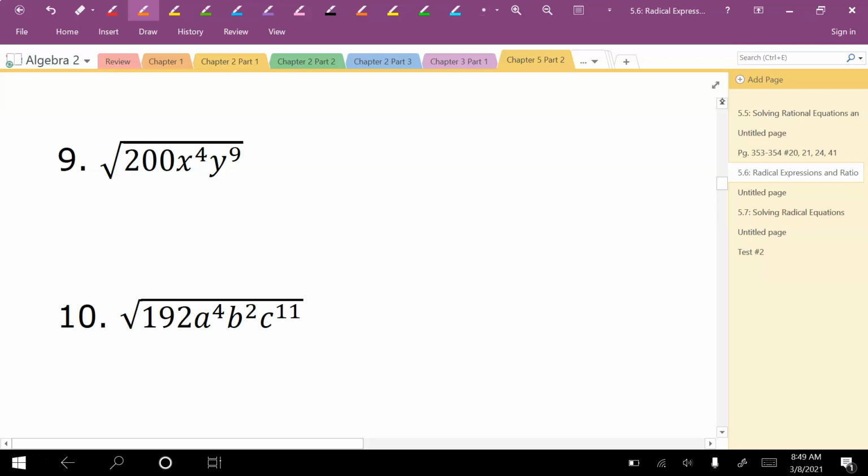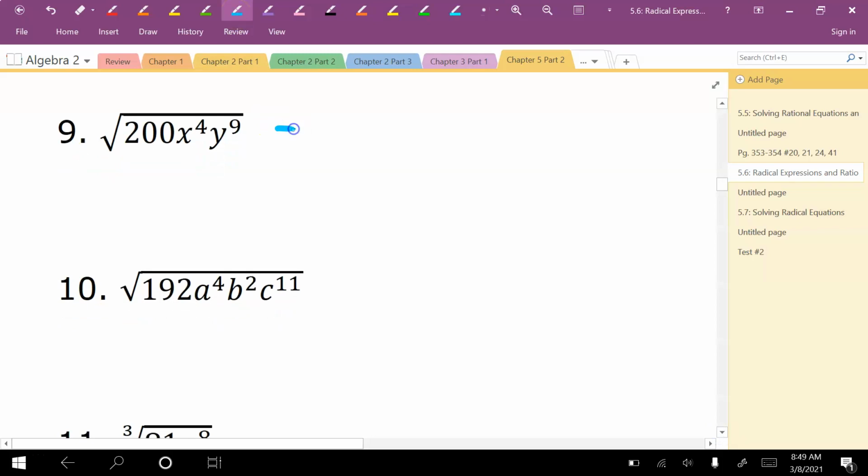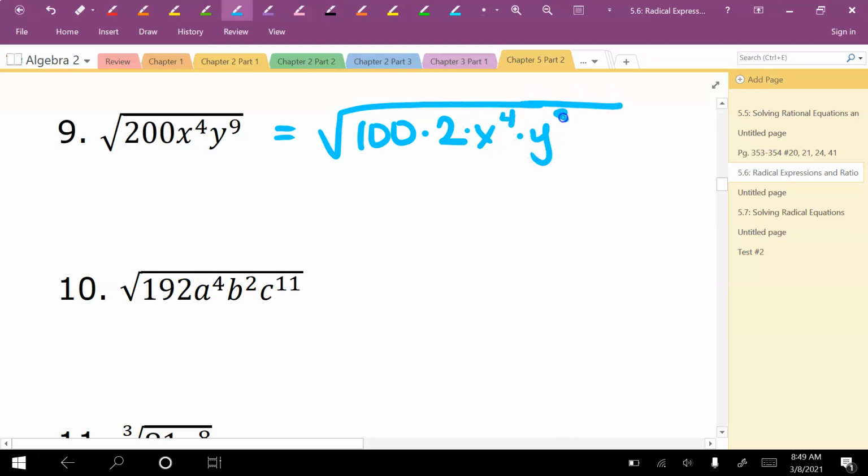All right, for number 9, 200 is not a perfect square. Which perfect square number can go into 200 though? 100. So 100 times 2. Now for those letters, x and y, you want to make sure that the exponents are a number that's divisible by 2. Now 4 is, so I don't need to do anything to my x. But for my y, I needed to split one off. So it becomes y to the 8th times y.